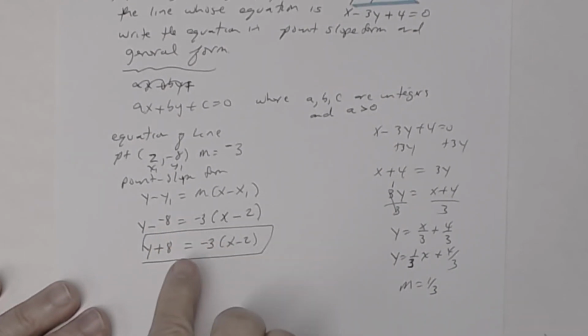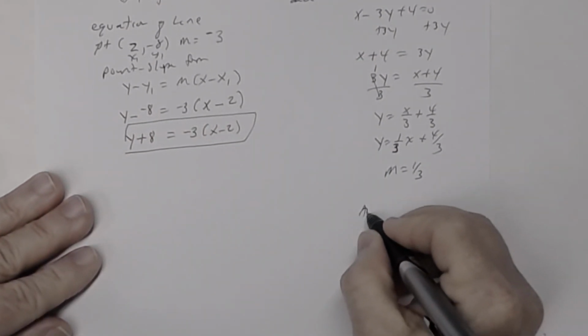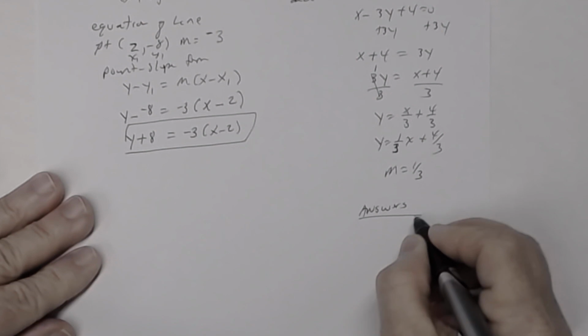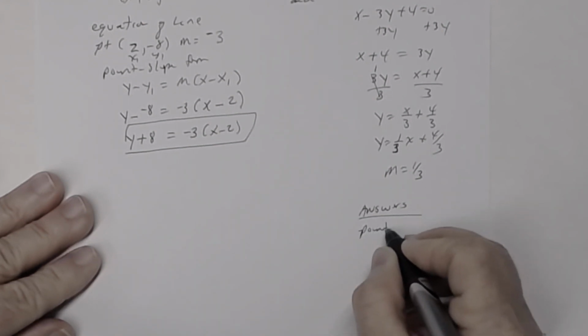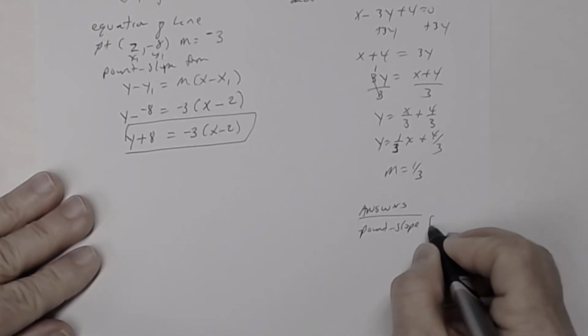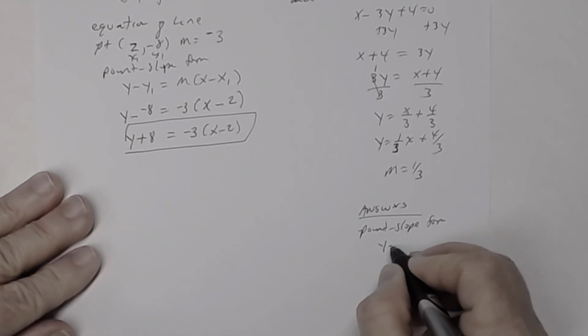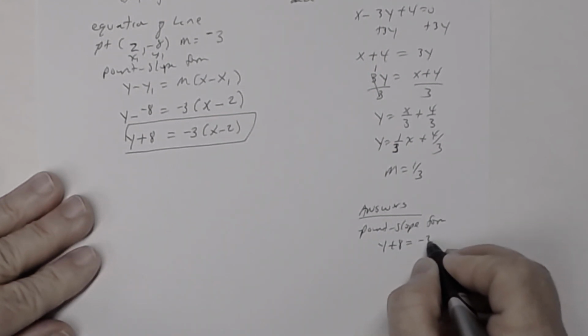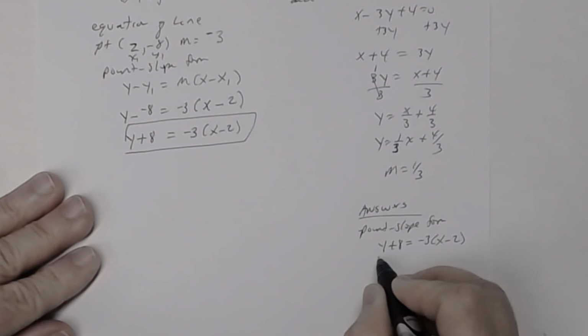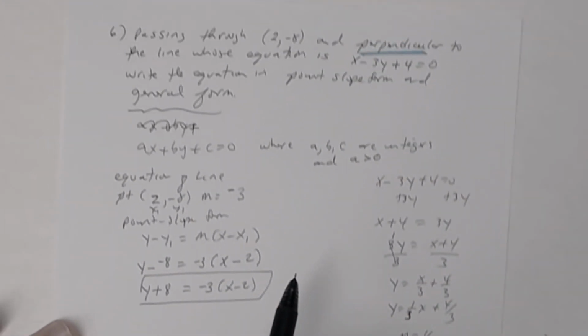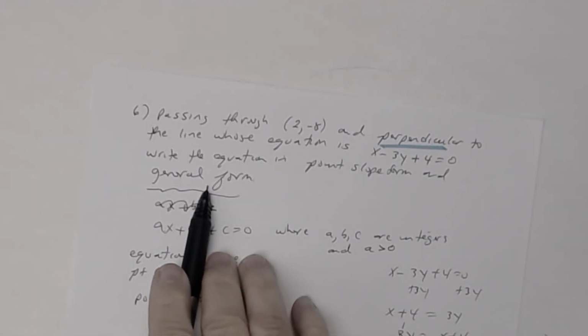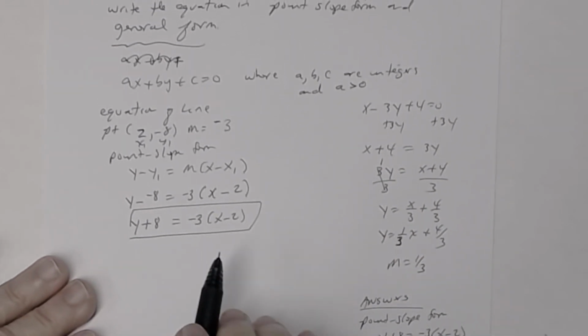That is the equation of the line in point slope form. So I'm going to write it like this. Answers. So the equation of the line in point slope form will be y plus 8 equals -3 times x minus 2. All right, now remember, the next thing you want to do is put this in general form now, not slope-intercept form, general form.